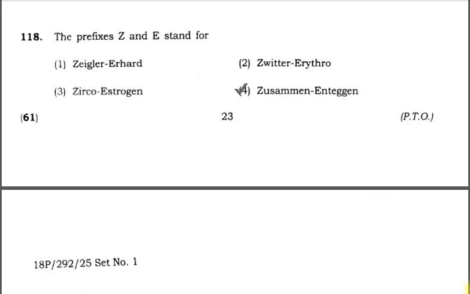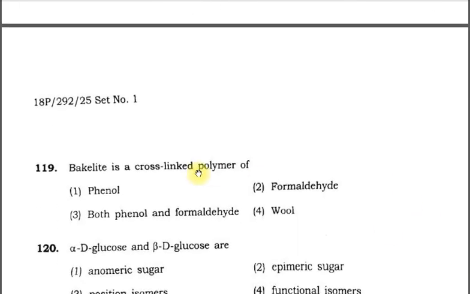Question number 119. Bakelite is a cross-linked polymer of: 1 phenol, 2 formaldehyde, 3 both phenol and formaldehyde, and 4 wool. So the correct answer is option number 3, both phenol and formaldehyde. It is a thermosetting polymer.